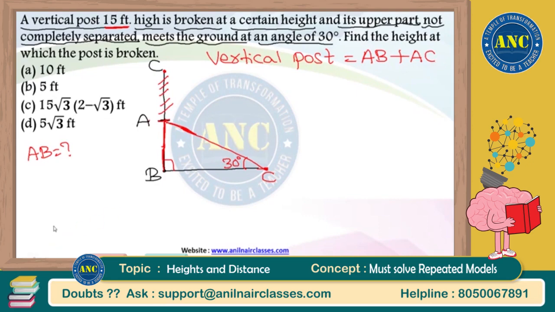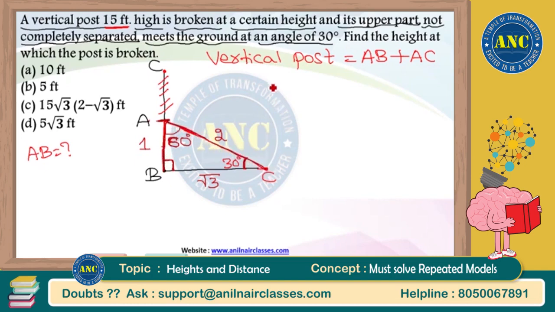Now think a little logically, you will get the answer within seconds. This is 30, this is 90, so the remaining angle A should be 60 degrees. Now, opposite to 30, if it is 1 unit, then opposite to 60 will become root 3 units, and opposite to 90 will become 2 units, because in a 30, 60, 90 triangle the side ratio is 1 is to root 3 is to 2. Opposite to 90 is 2 units. That means according to my assumption, AB value is 1 unit and AC value is 2 units.